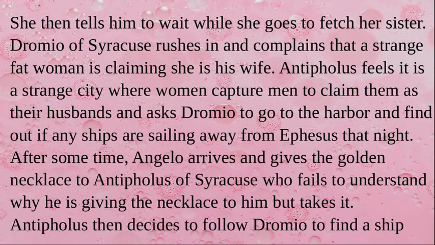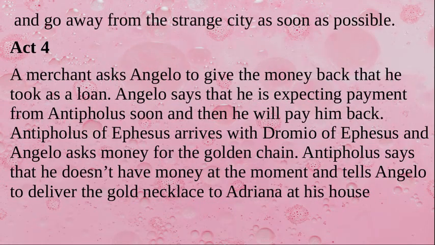Dromio of Syracuse rushes in and complains that a strange fat woman is claiming she is his wife. Antipholus feels it is a strange city where women capture men to claim them as their husbands and asks Dromio to go to the harbor and find out if any ships are sailing away from Ephesus that night. After some time, Angelo arrives and gives the golden necklace to Antipholus of Syracuse, who fails to understand why he is giving the necklace to him, but takes it. Antipholus then decides to follow Dromio to find a ship and go away from the strange city as soon as possible.